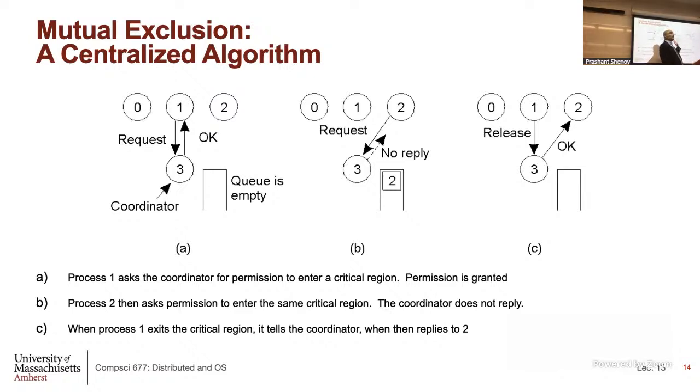It's not going to get any reply back from the coordinator, so 2 is blocked. Similar to how lock acquire will block until the lock is free, same thing. So your RPC message is not going to get you a response, so 2 is going to be blocked. And once 1 releases the lock, 2 is going to be given the lock through the OK message. Is that clear? All right.